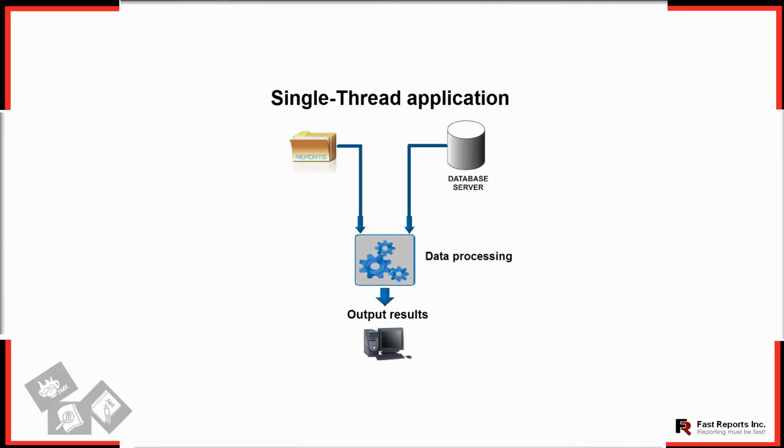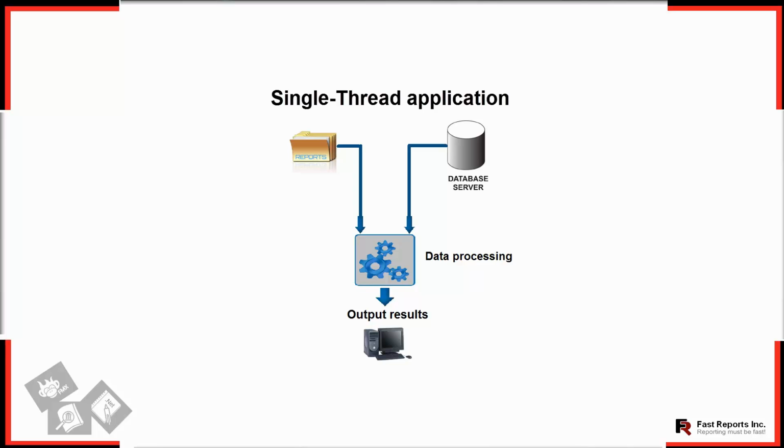That's how a typical single-thread application looks. We see a reports model here because I'm still talking about FastReport, but of course it can be anything, any data processing method. So what can we see here?